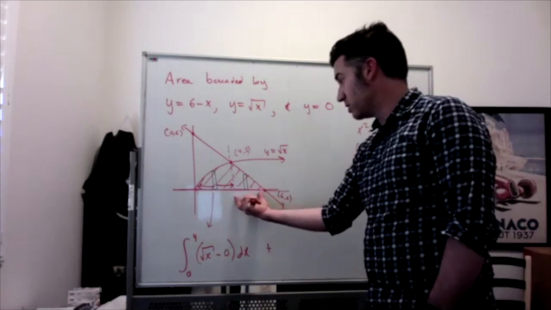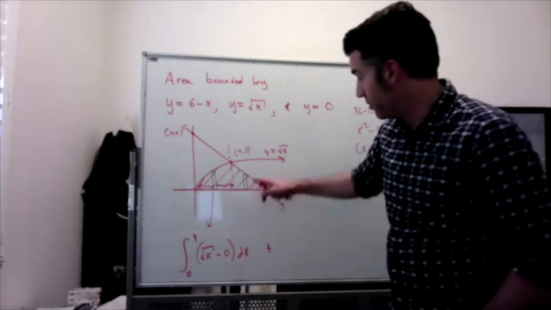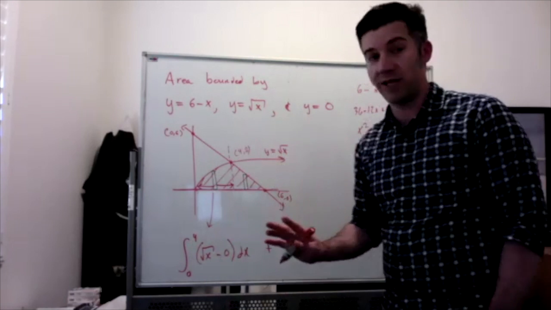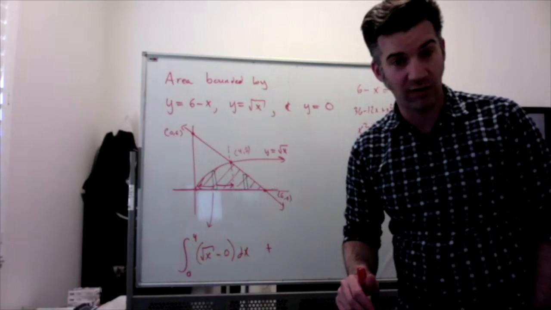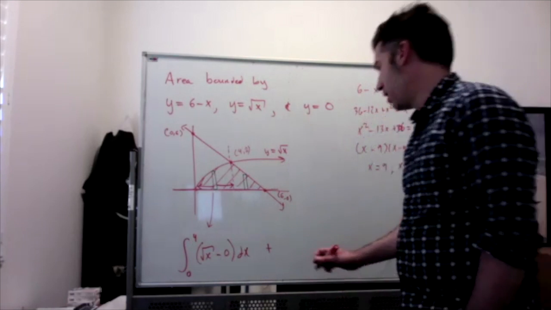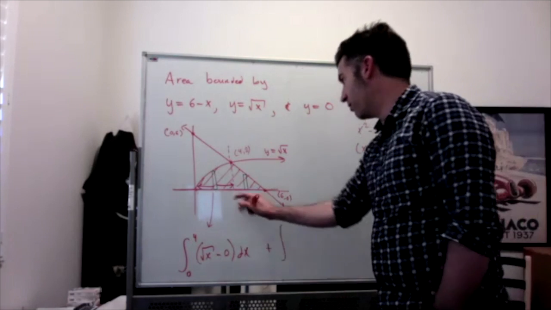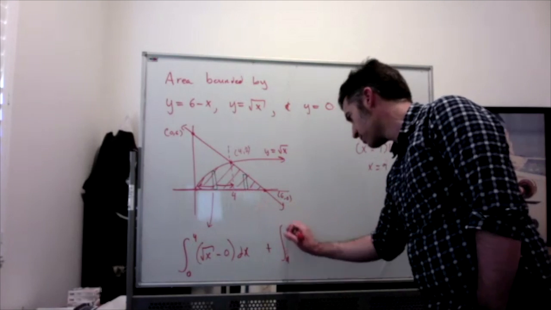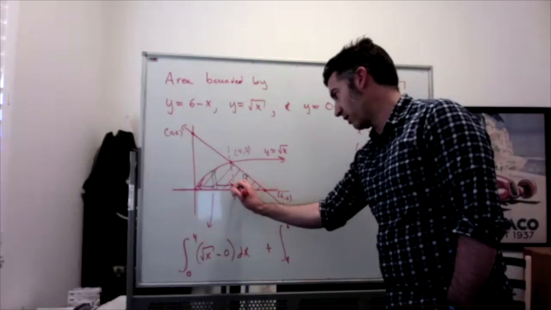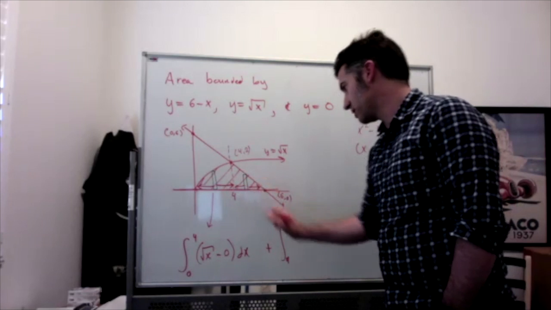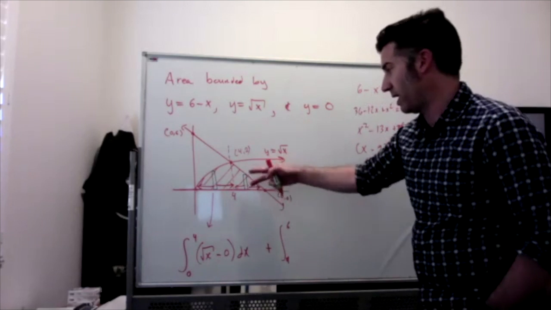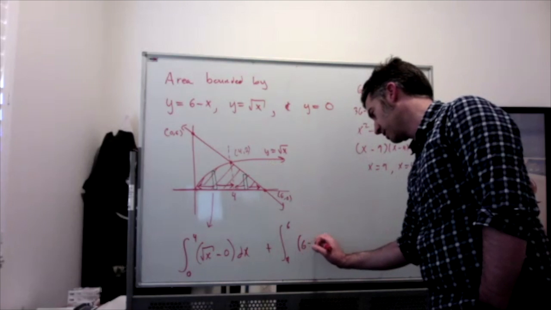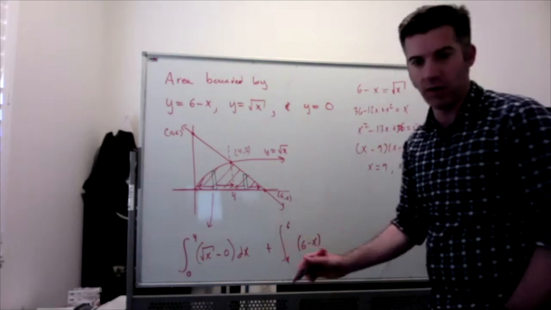And then in this region here, you could totally just say, hey, that's a triangle, and I know the area of a triangle. Or you could set it up. That's going to be the integral from 4 to 6, because these rectangles can go as far left as 4, as far right as 6, of the height of that rectangle, which is 6 minus x minus 0.